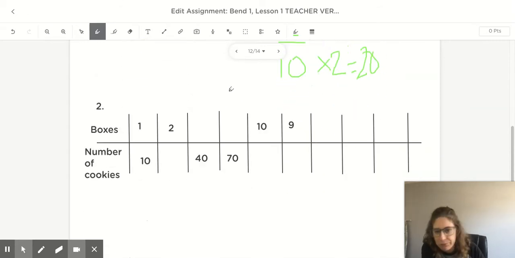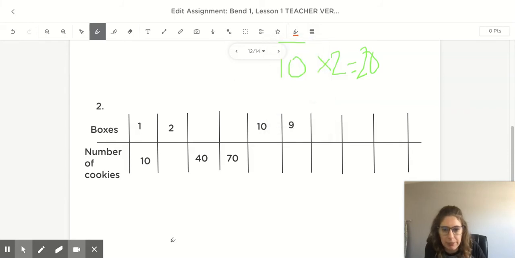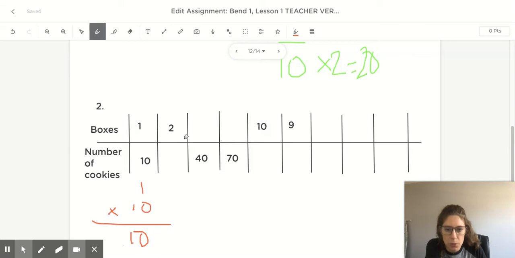Let's do another one. So for this one, you'll notice the table looks a little different. It's going vertically instead of horizontally. Doesn't matter which way, whichever you prefer is fine with me. But this time we have a box, and each box has 10 cookies in it. So one box has 10 cookies in it. So altogether, how many cookies do we have? 10.